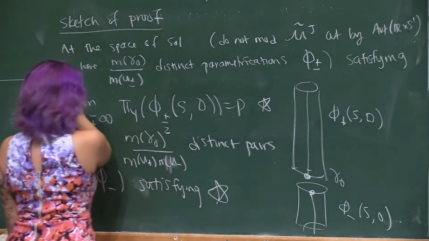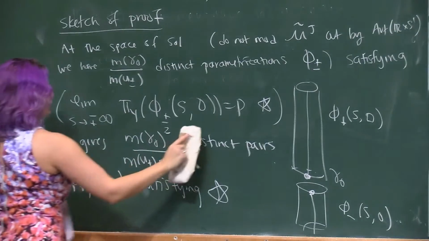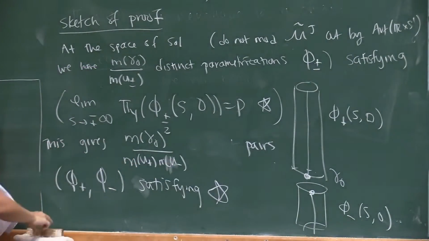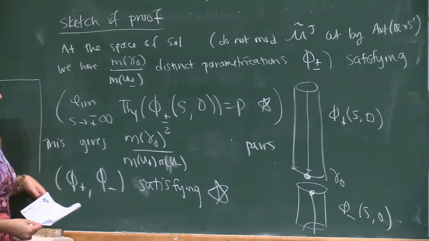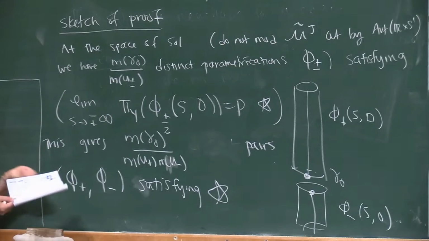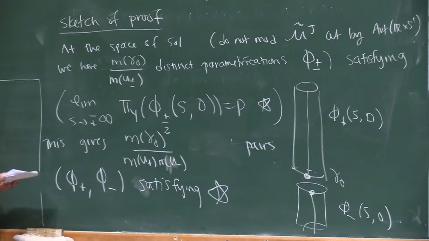Okay. But this maybe should not be distinct. This just gives this many pairs, satisfying star. And then the question is, we have this number of pairs, but now we want to know if we pass to m twiddle j, how many u plus u minuses does this correspond to?